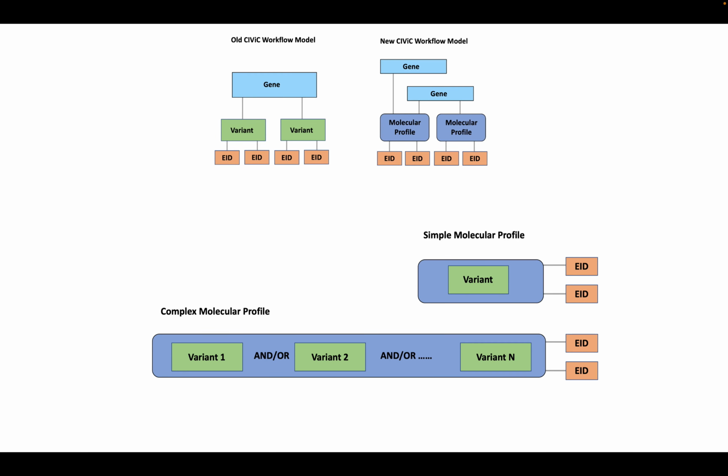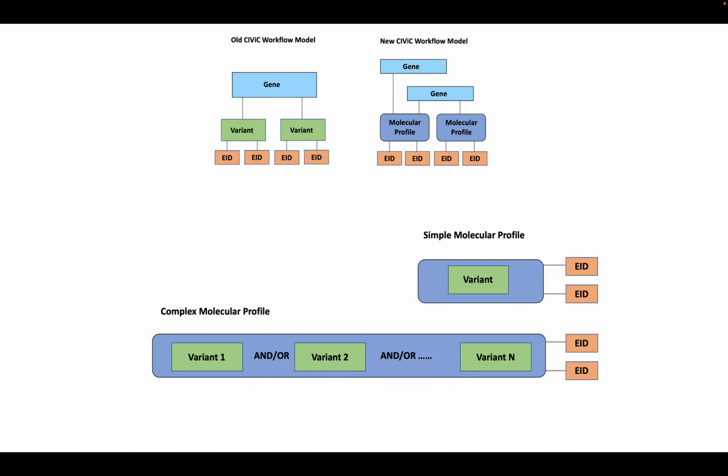We break molecular profiles into two different types. First off, simple molecular profiles are comprised of one variant. This then takes the place of the old data model, where a single gene variant can be associated with multiple evidence items. Now simply, the evidence items are associated with the molecular profile, which in the simple molecular profile case is comprised of a single variant.